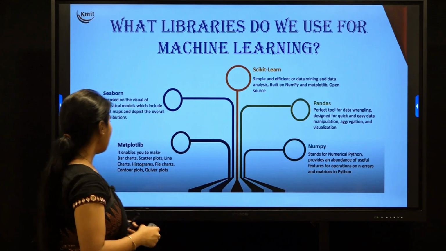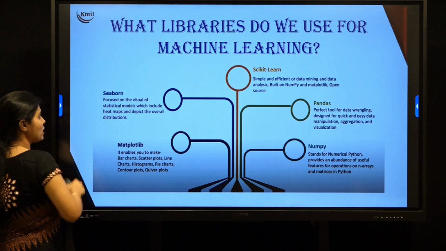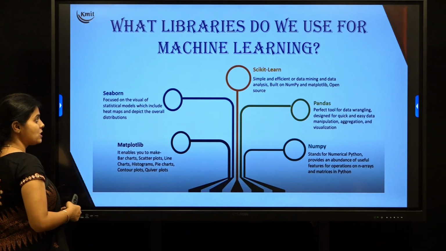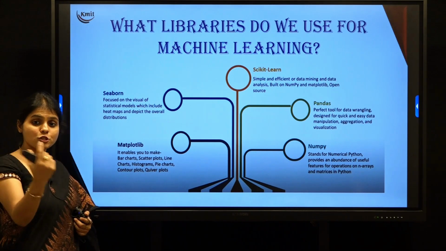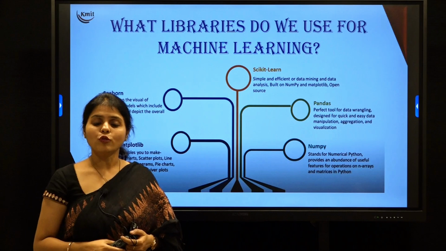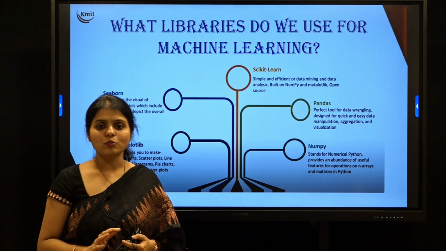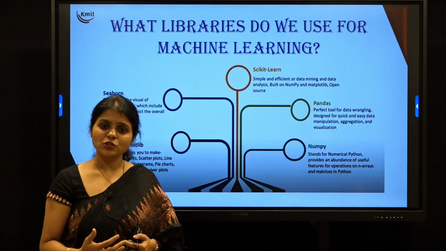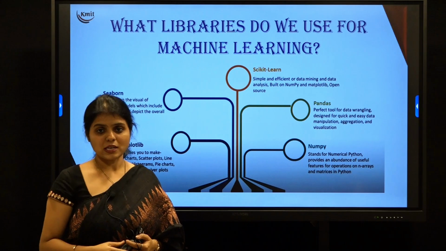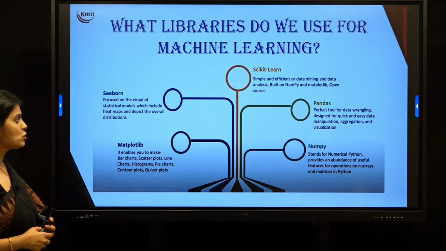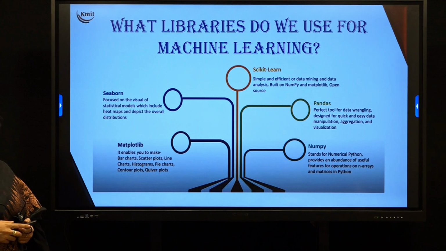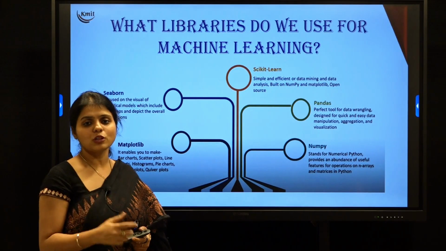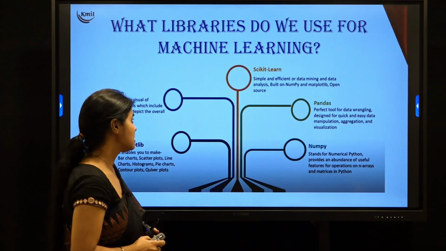And then apart from Matplotlib, we also have an advanced visualization library which is called Seaborn. When you want to focus on statistical models, where you want to depict the overall distribution of data statistically, then we go for Seaborn. So Matplotlib and Seaborn both are visualization libraries, where Seaborn has more features with which we can view the data more statistically. And finally we have the most important library, which is called scikit-learn, wherein we can work with all the machine learning algorithms. The functions of all the machine learning algorithms are available in the scikit-learn library.